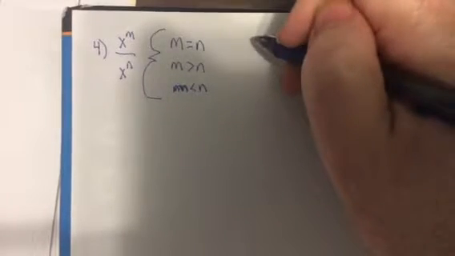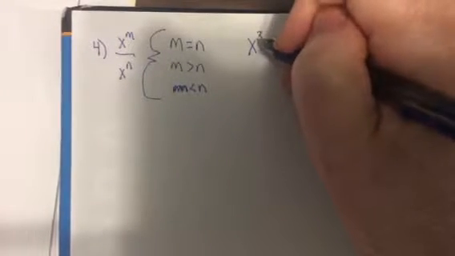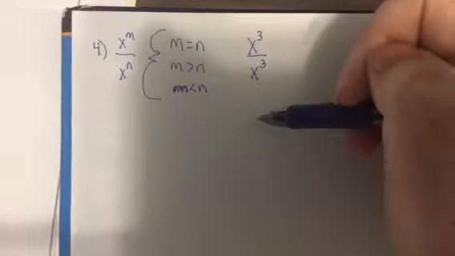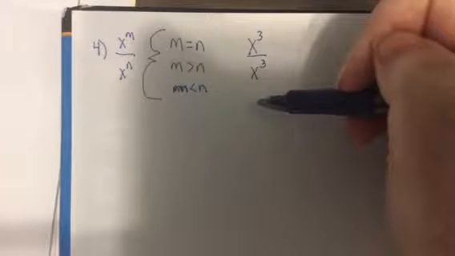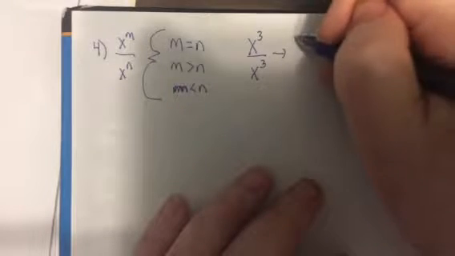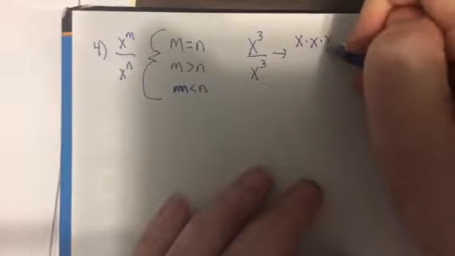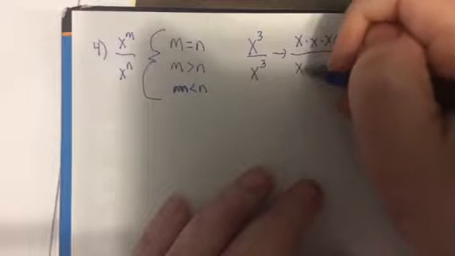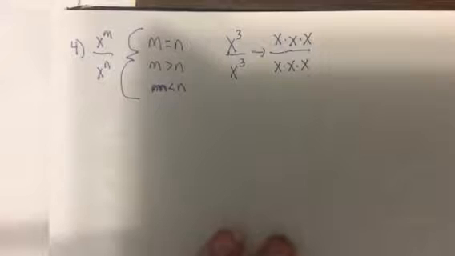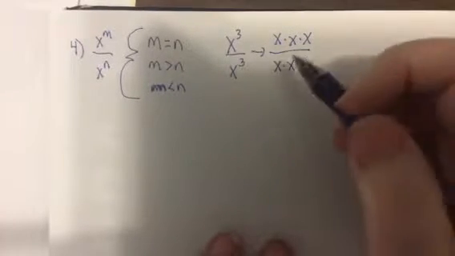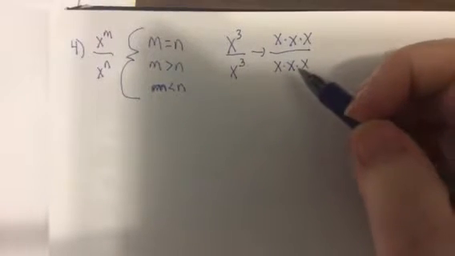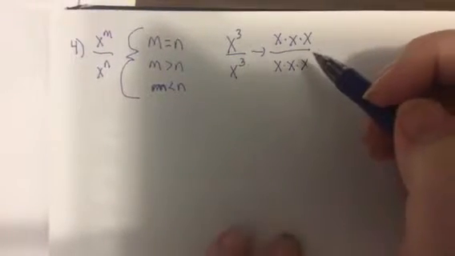So let's start with this. What if I have x to the third divided by x to the third? So case number 1, the powers are the same. Well, remember, x cubed means x times x times x. Now, other than 0, because remember you can't divide by 0, because if 0's on the bottom, it's undefined. That is true all the time.